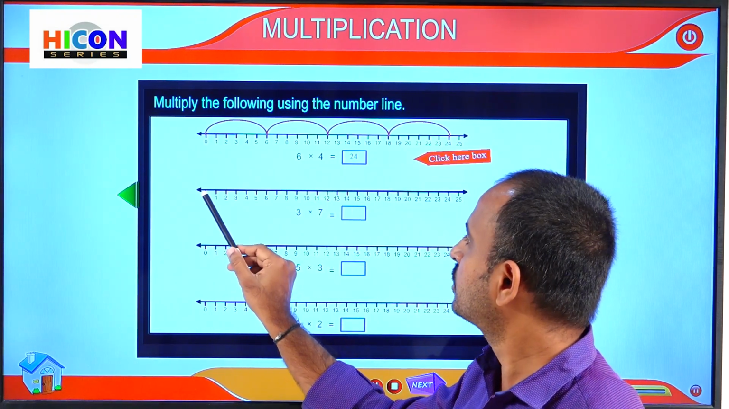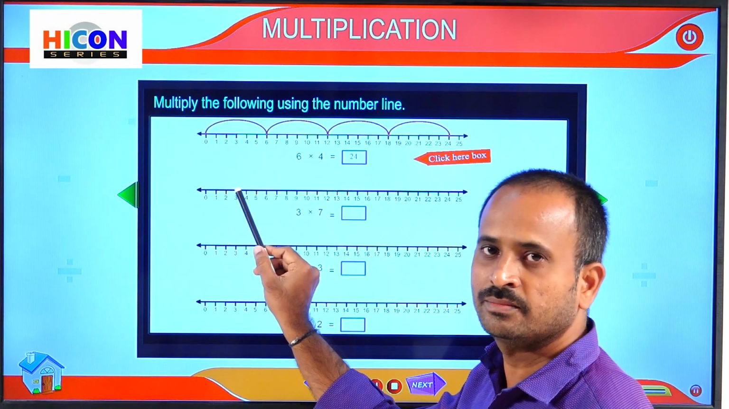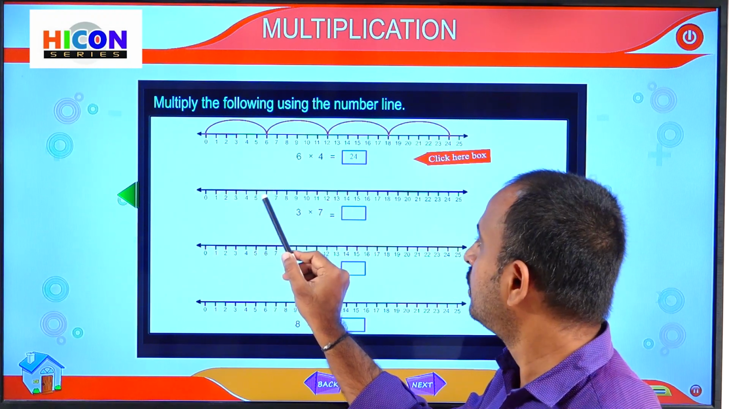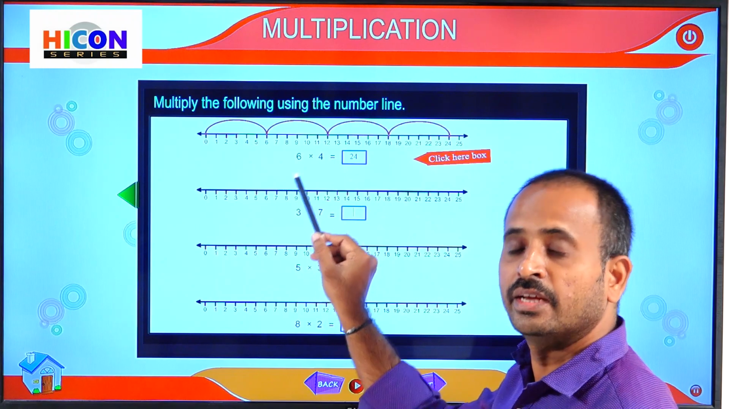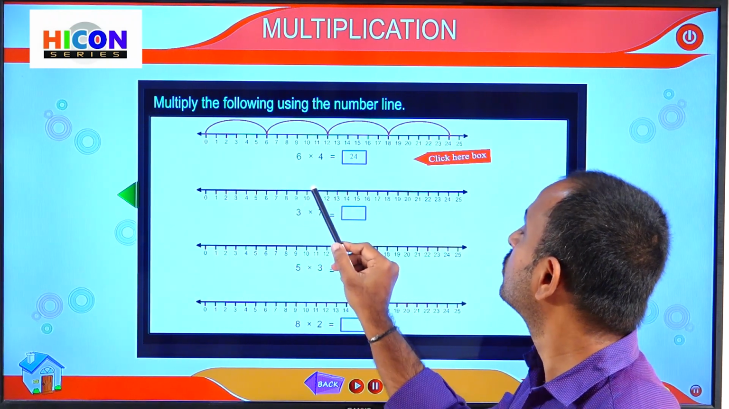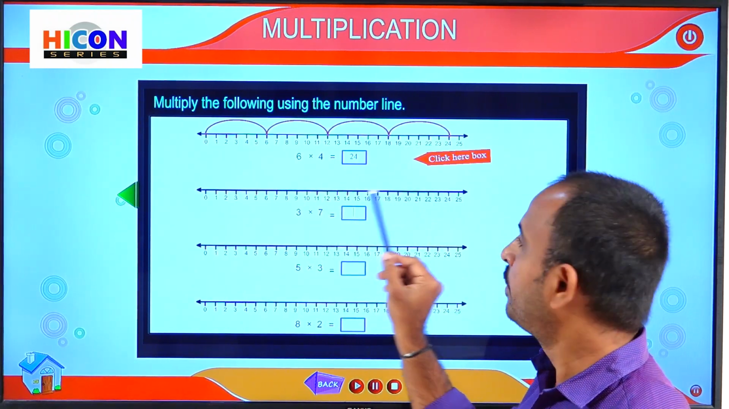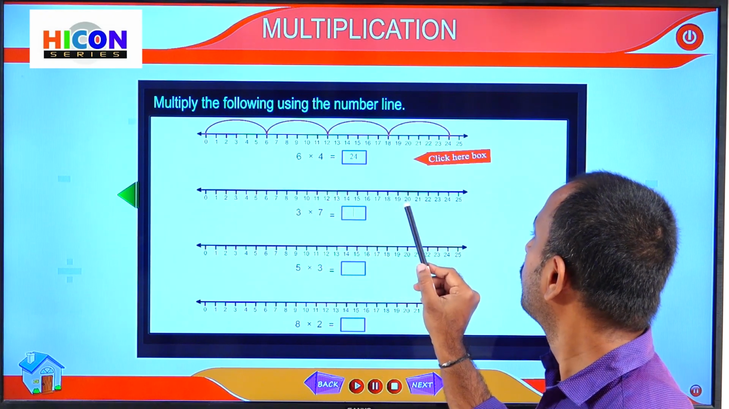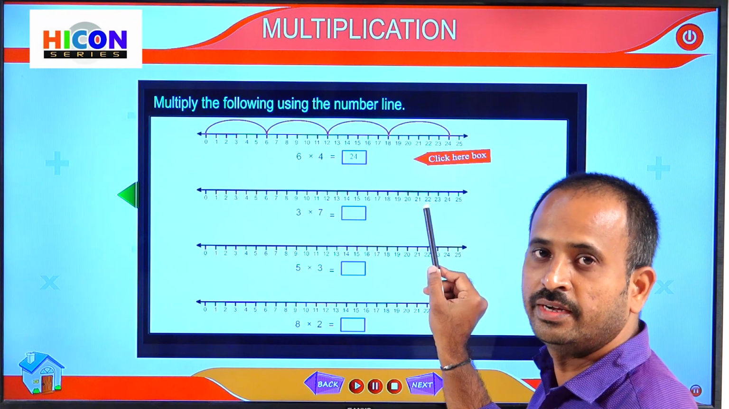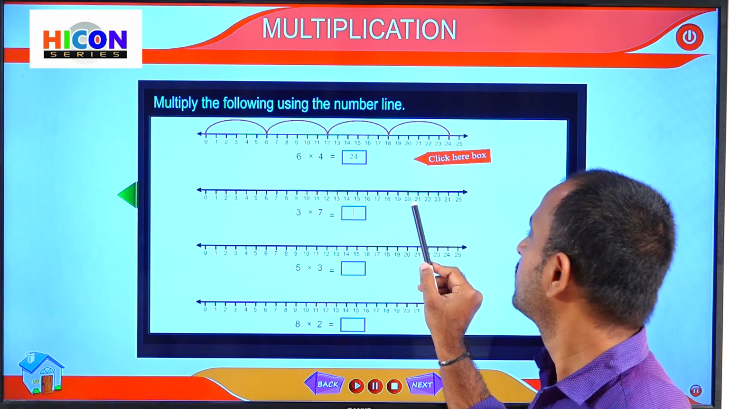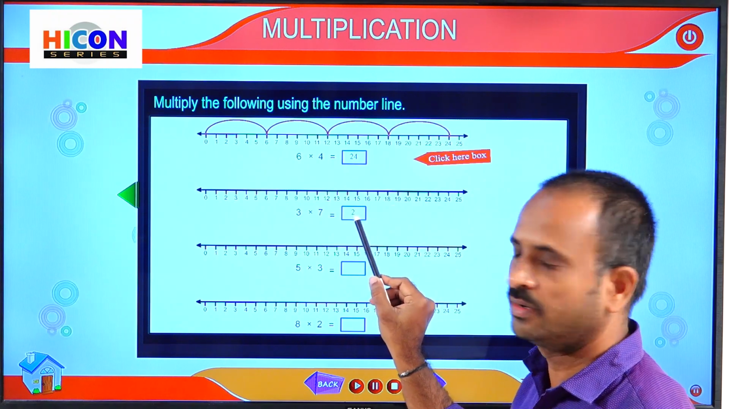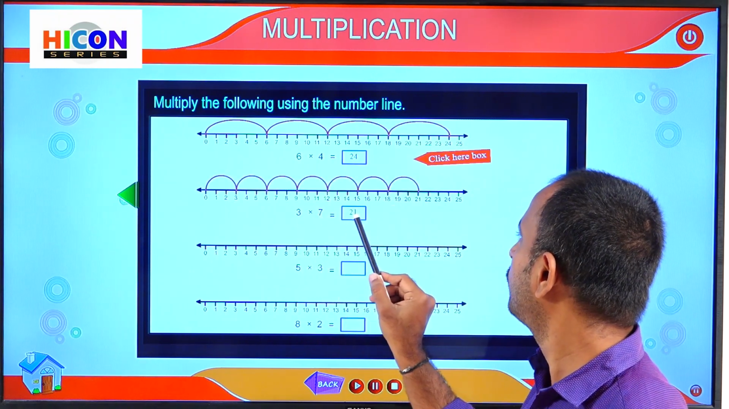That is the first step from 0 to 3, and second step from 3 to 6, and the third step from 6 to 9. In this way, you have to move 7 steps forward by crossing 3 numbers in each step. Then finally, you have reached the number 21 after moving 7 steps. So the answer will become 21. That is 3 7s are 21.